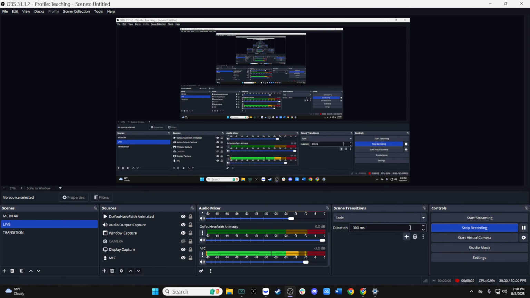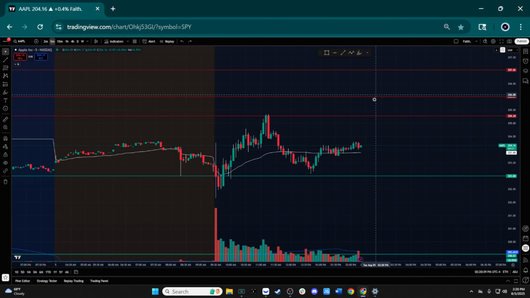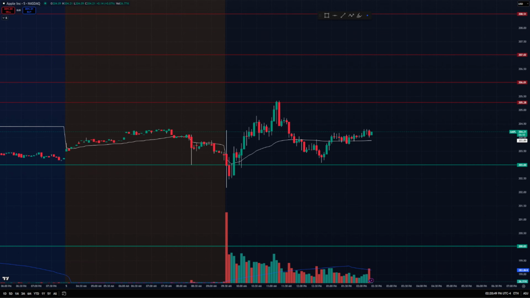Alright, so I'm about to give you a visual demonstration of how to chart and play your levels, right? So here is Apple. Now, these are the levels that I have. Remember, how to play this would be to chart your levels first. You need to make sure all your levels are plotted.